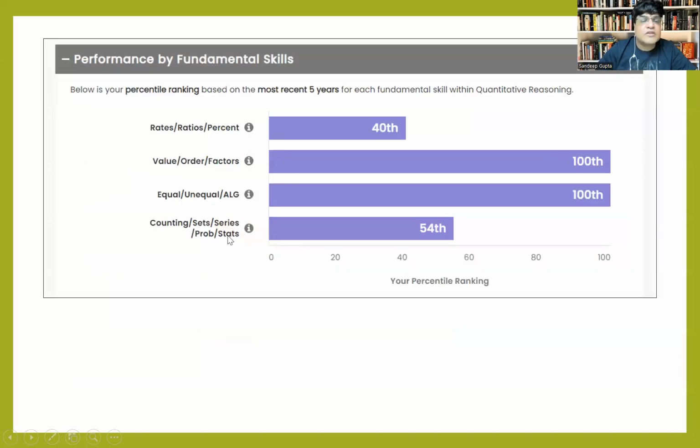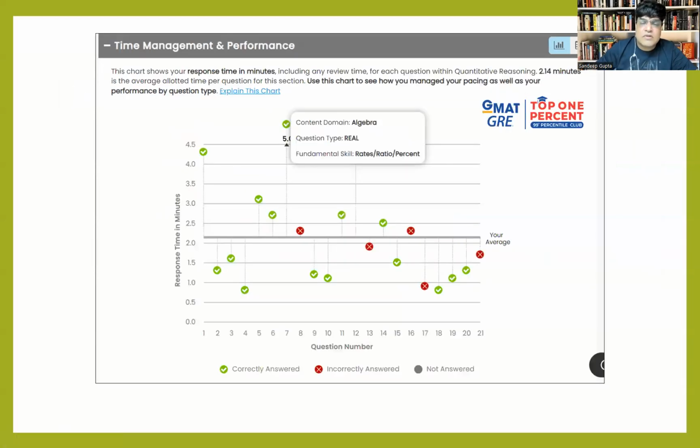So obviously there are 4 major topics. Rates, ratio, percentage means arithmetic; value, order, factors is numbers; equal, unequal means inequalities, mods and some other parts of algebra; and counting, sets, probability, stats. So all of this: permutations, combinations, sets, series, probability, statistics. These are the standard types of things that will be asked. Once again, this score report will also give you the time that you're taking on each of the questions. So there are 21 questions, etc.